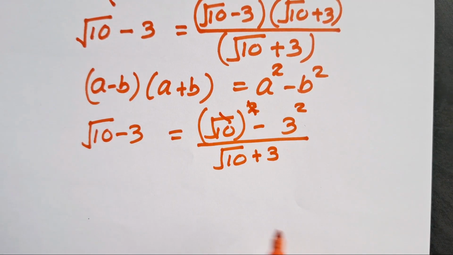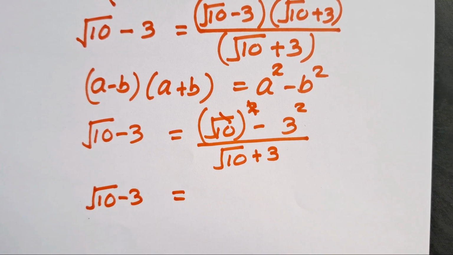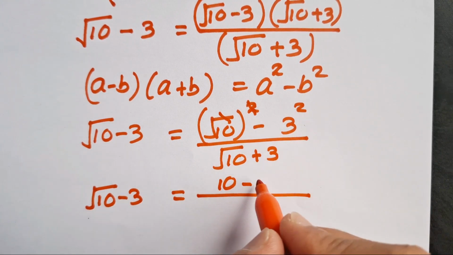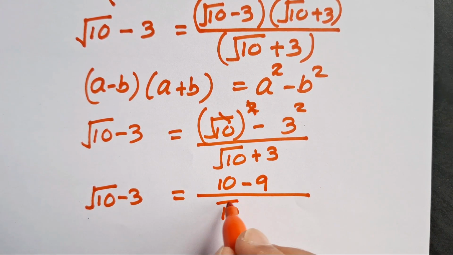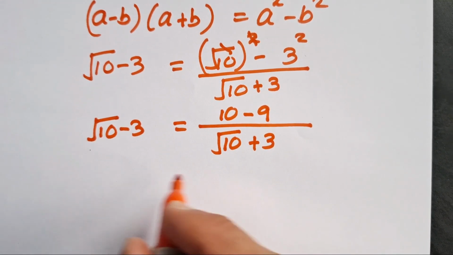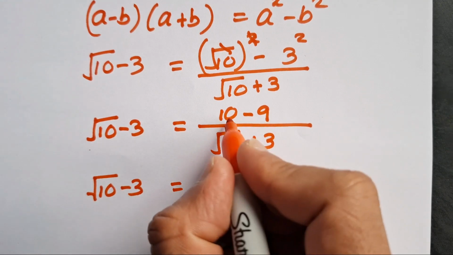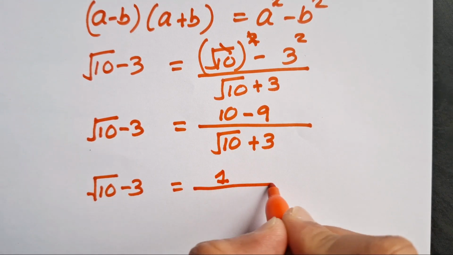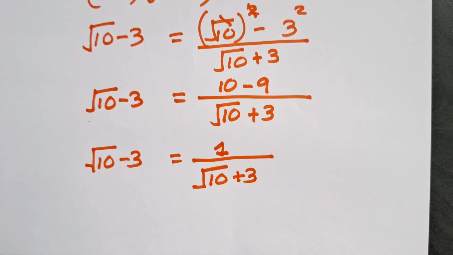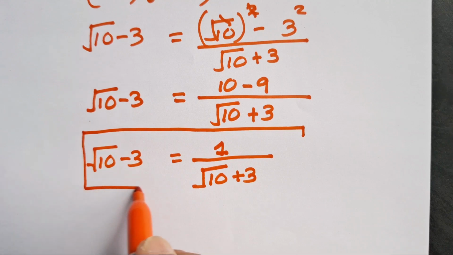Now, if you simplify further, the square and square root are going to cancel. Then square root of 10 minus 3 is equal to 10 minus 3 to the power 2, which is 9, divided by square root of 10 plus 3. So now we have square root of 10 minus 3 is equal to 10 minus 9, which is 1, over square root of 10 plus 3. Brilliant. Now we have found a nice connection between those two terms.